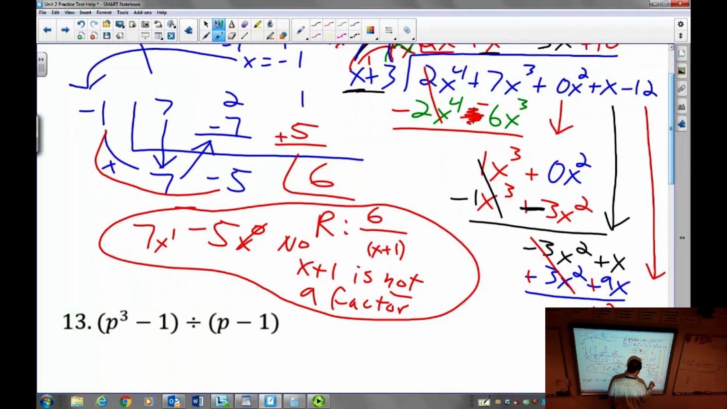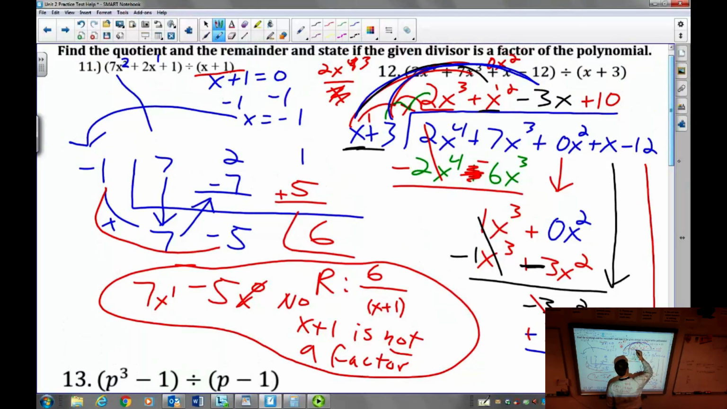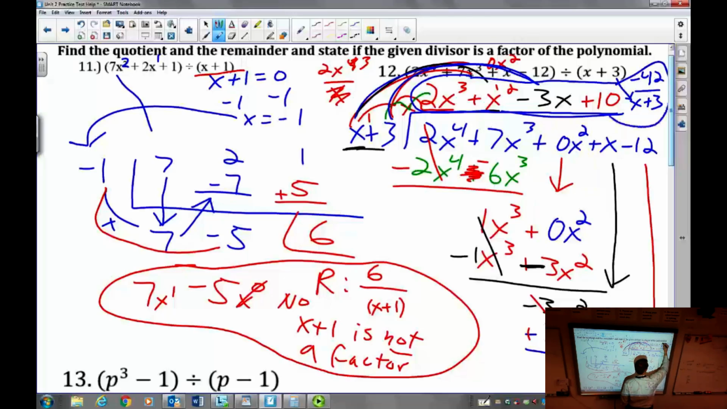So then we change the signs. And so the 10x's go away, we get a remainder of negative 42. Negative 42 is what we get a remainder of. So the final answer then for this problem is 2x cubed plus x squared minus 3x plus 10. And then we have our remainder, which is negative 42 over the divisor, which is x plus 3. And so that's our answer. And because of the remainder, we say no, not a factor.